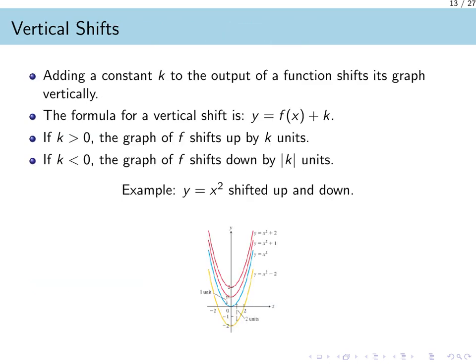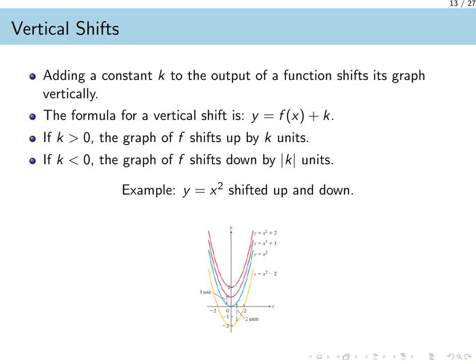Let us start with one of the most straightforward ways to transform a function: shifting its graph vertically. This means we are moving every single point on the graph either straight up or straight down by the same amount. The formula for this is y equals f of x plus a constant, which we can call k. The rule is simple. If the constant k is greater than 0, the entire graph shifts up by that many units. If k is less than 0, the graph shifts down by the absolute value of k.